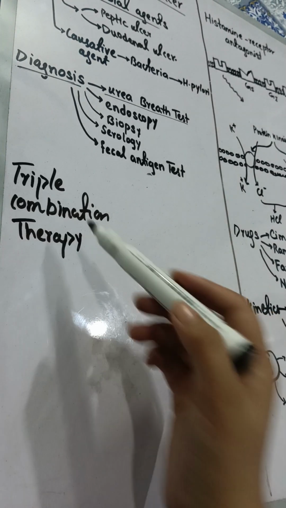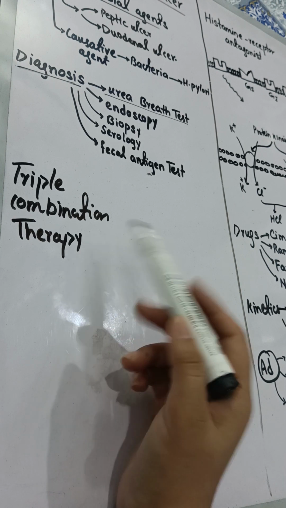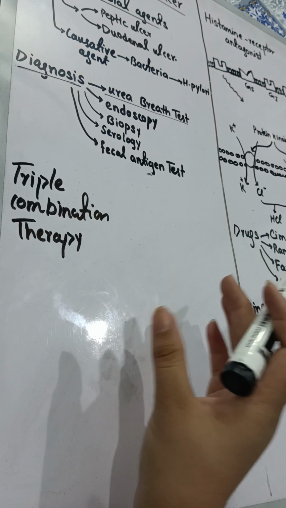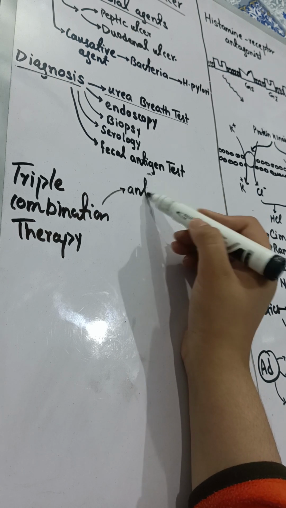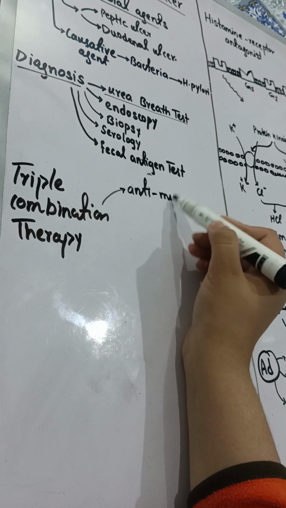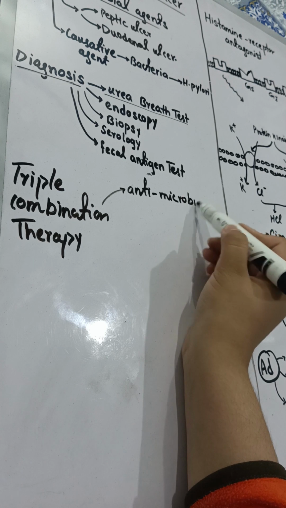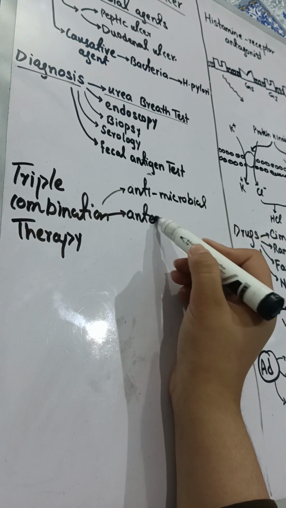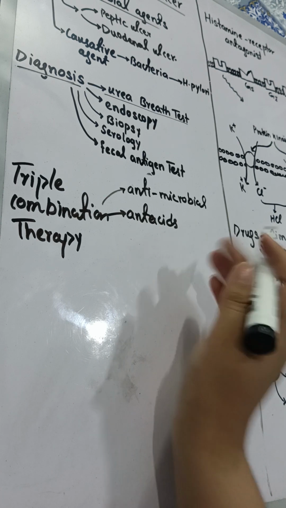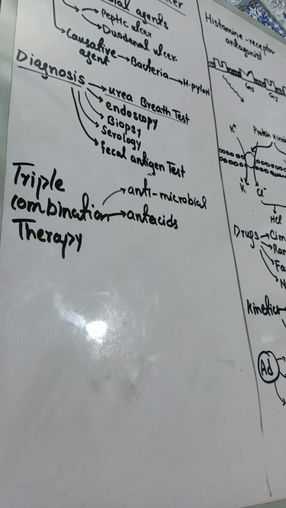Now let's discuss these combinations. As we have discussed the triple combination therapy, in the triple combination therapy you will give three drugs to that patient. First, you will give an antimicrobial agent in order to kill that bacteria. Secondly, you will give antacids to that patient. Antacids are weak bases, so they react with the acid HCl and perform neutralization. So they are decreasing the secretion of HCl.